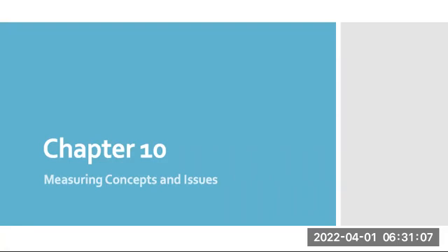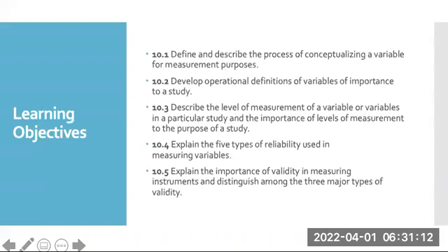Okay, so now let's go over measuring concepts and issues. The learning objectives are to define and describe the process of conceptualizing a variable for measurement purposes, developing an operational definition of variables of importance to a study, describing the level of measurement of the variable or variables in a particular study and the importance of levels of measurement, explaining the 5 types of reliability used in measurement variables, and explaining the importance of validity in measuring instruments and distinguishing among the 3 major types of validity.